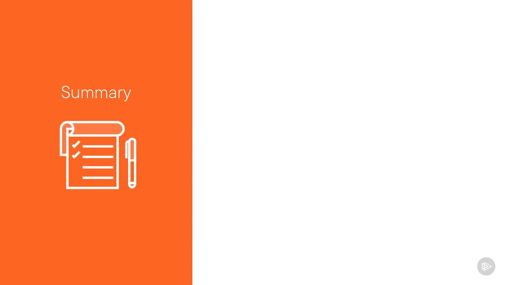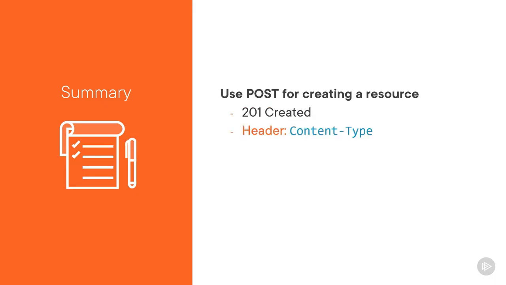We start this module by learning about POST, to create a resource. When the resource has successfully been created, 201 status code response is what we should return. That was the first time we submitted a request body to our API. The format of it is designated by the content type header.